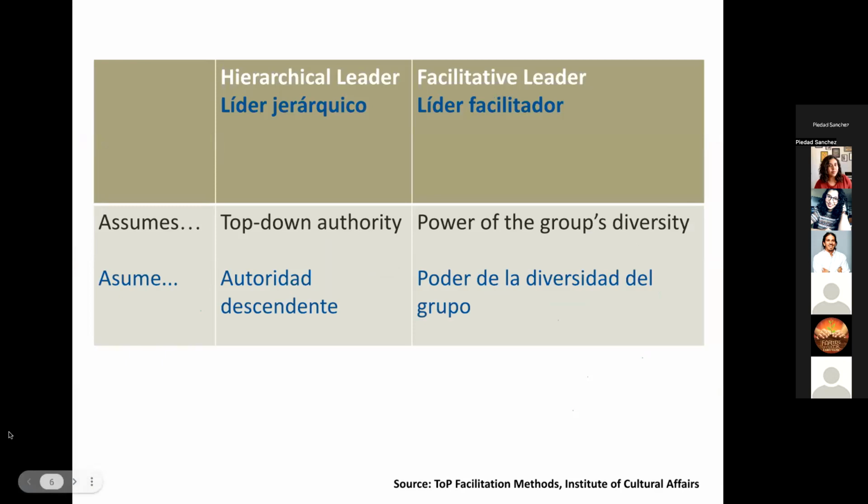So I'm going to go through a couple of things here. A lot of us are familiar with a hierarchical leadership structure, where you have a person at the top who has people under them, and those people have people under them. All decisions tend to have to go down a chain, through a particular protocol where there is a hierarchy of who can make decisions and who takes charge. On the next couple of slides, I want to compare a hierarchical leader versus what I am going to start calling a facilitative leader. A hierarchical leader assumes top-down authority, whereas a facilitative leader assumes the power of the group's diversity. That's what they're basing their decisions on.